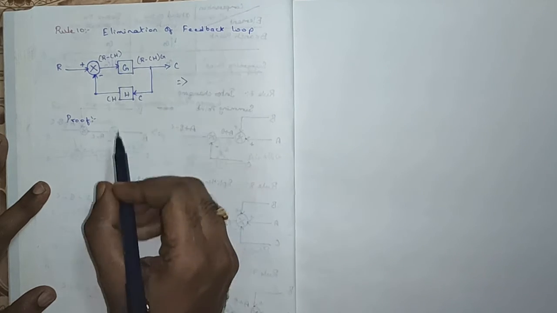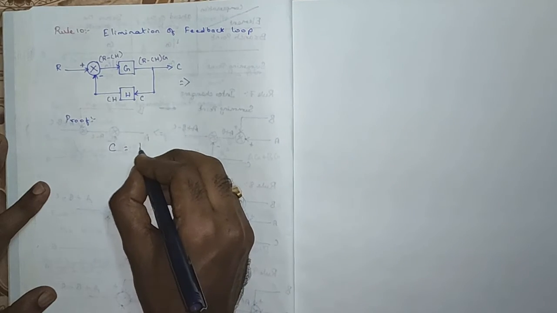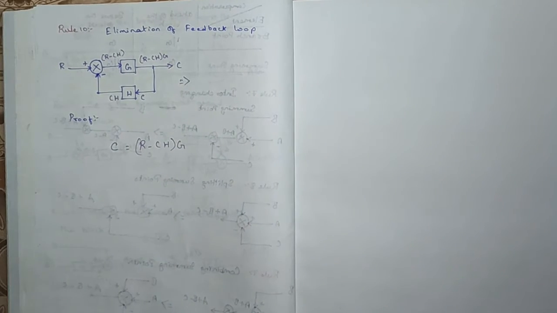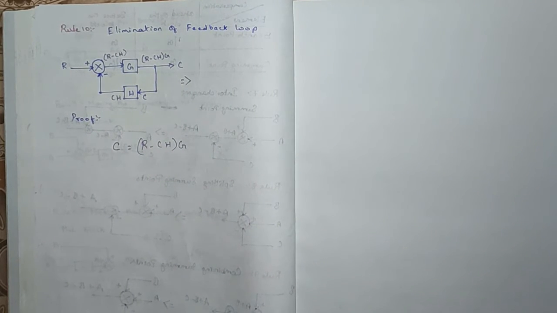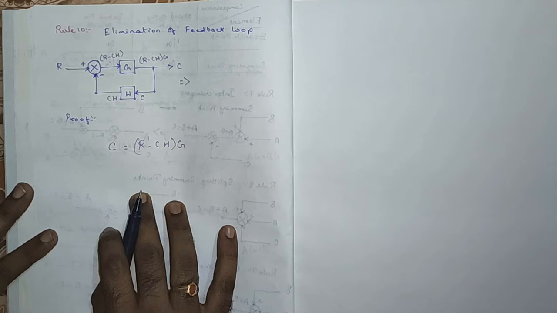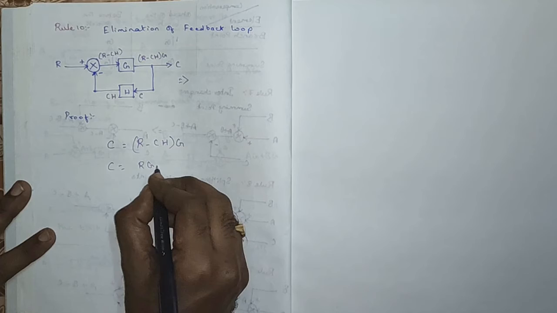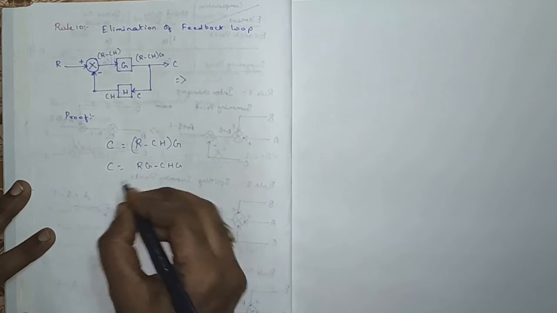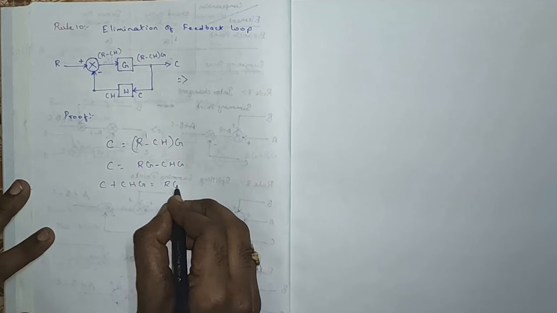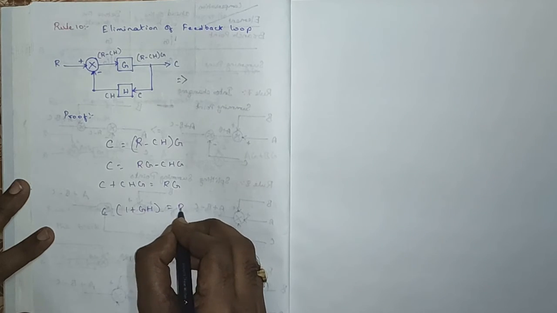Now this is the output. So according to the diagram, C is the output. Based on the calculations we have done, it is R minus CH into G. Our intention is to find the transfer function, which is C by R, output by input. So what we do is take the common terms and move them to the left side or right side such that we get C by R. So I'll do the same. It is C is equal to RG minus CHG. So I'll move this C term to the left. So it's C plus CHG equal to RG. I'm taking C common. So it is C into 1 plus GH equal to RG.